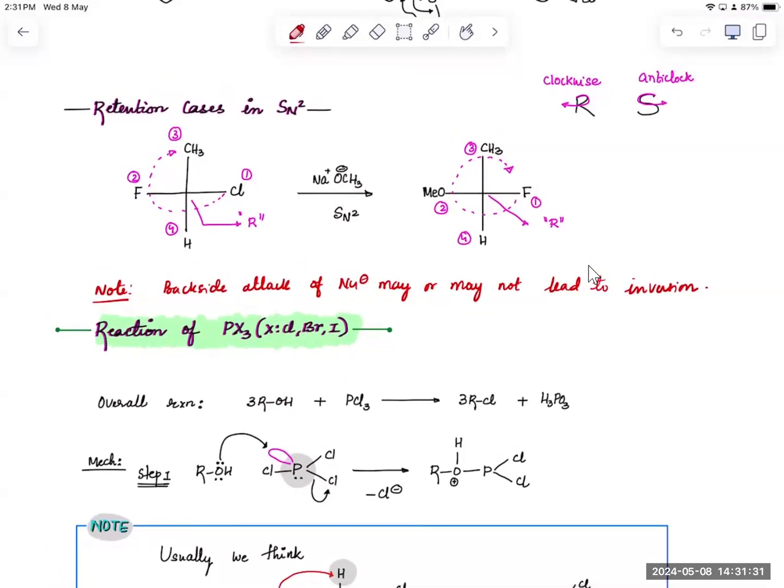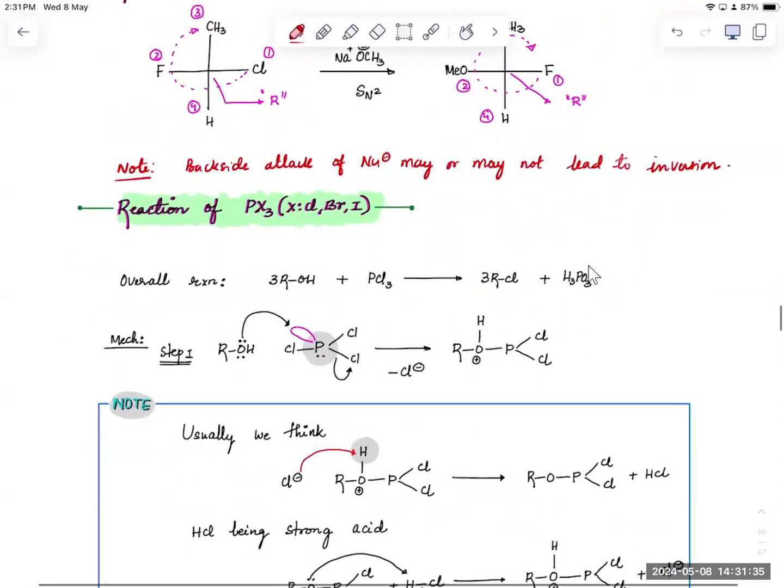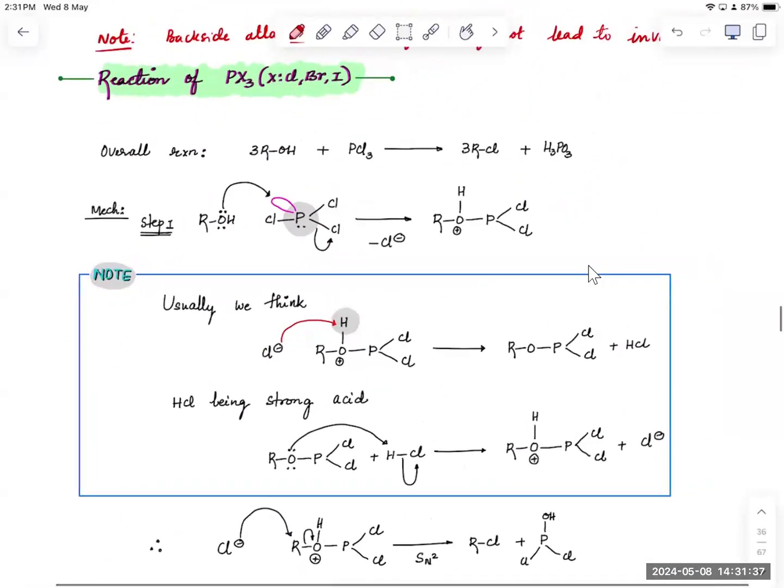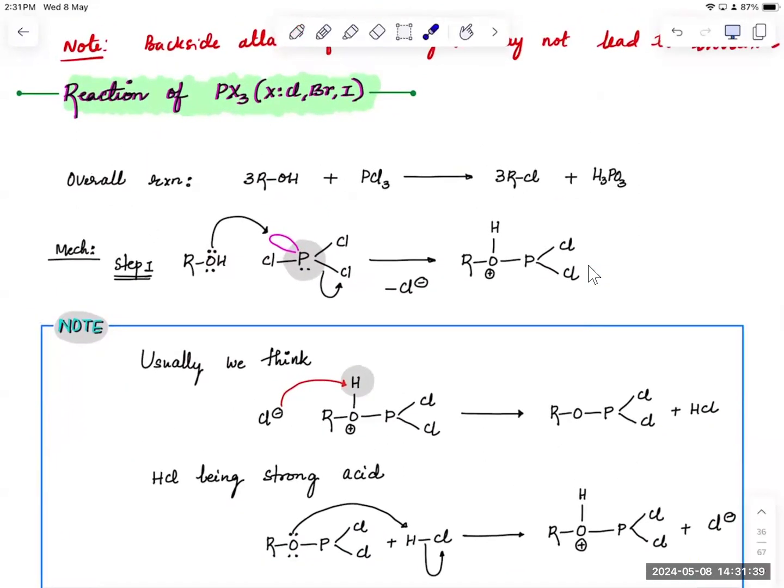I think this case is clear, everybody. Check out the next case now. What about reaction with PX3? Alcohol, when you treat with PCl3, it will become 3 moles of RCl and H3PO3. Basically, the first mole will attack on the empty orbital, Cl minus will come out. This is the product you will have.